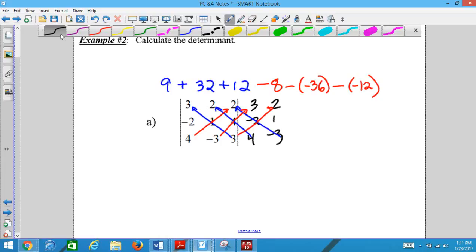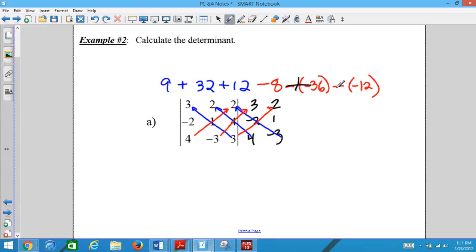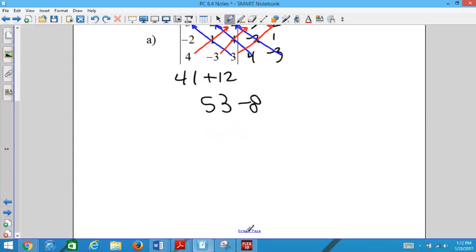I can go ahead and, where there's a minus, I can make that plus. So I'm going to take 9 plus 32, which is 41, plus 12, 53, minus 8, and then what's next? Plus 36, and then plus 12 after that.